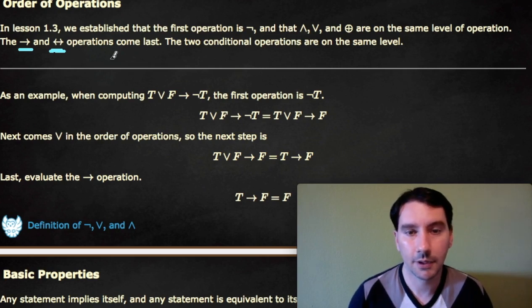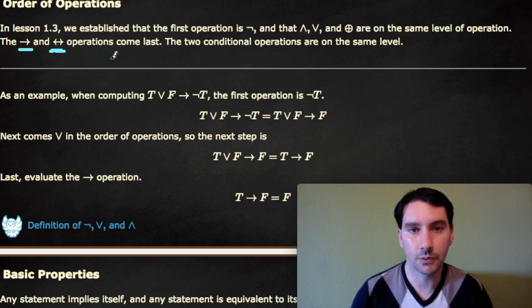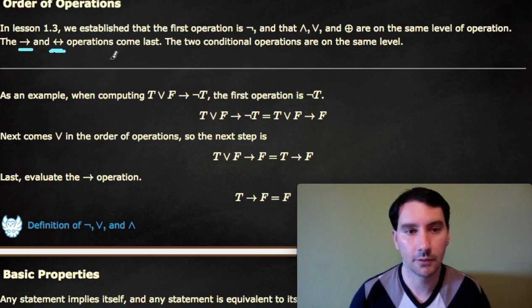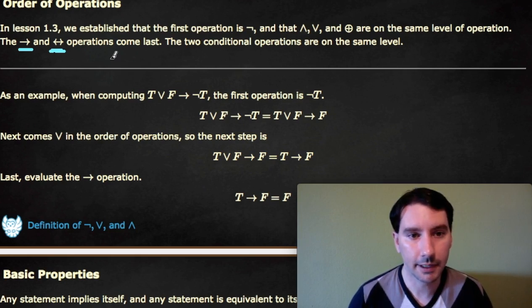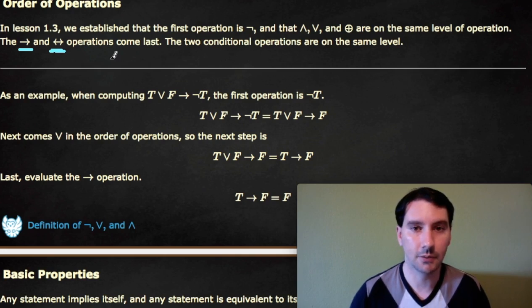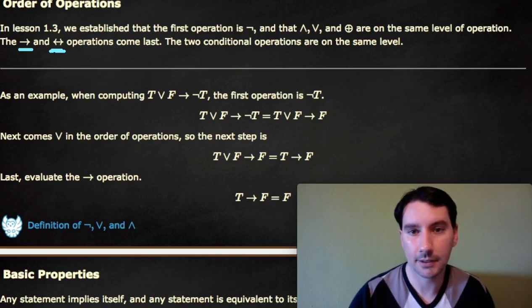And the first thing we looked at when it came to negation, and, or and exclusive or was order of operations. So if we have a statement, in which order do we compute the operations first? It turns out that the implies and the if and only if are the last in the order of operations, and they occur on the same level. So if they're mixed together in a statement, you need to use parentheses to indicate which operation should be performed first. Let's look at an example.